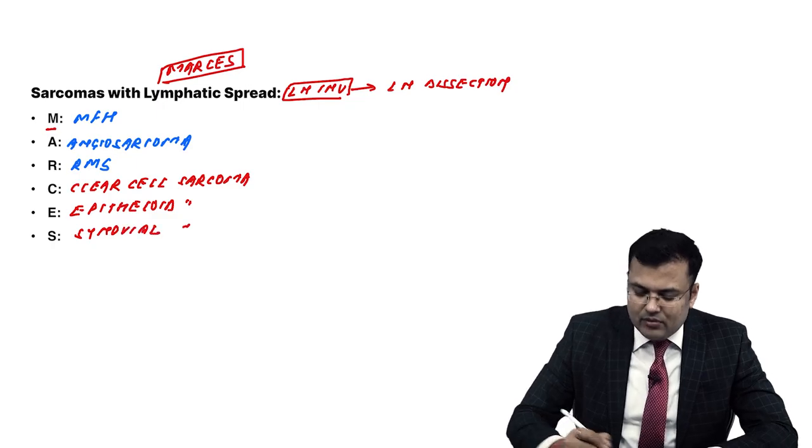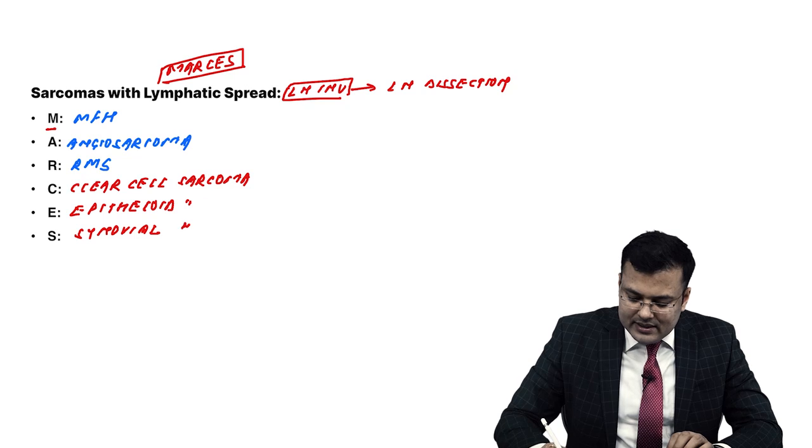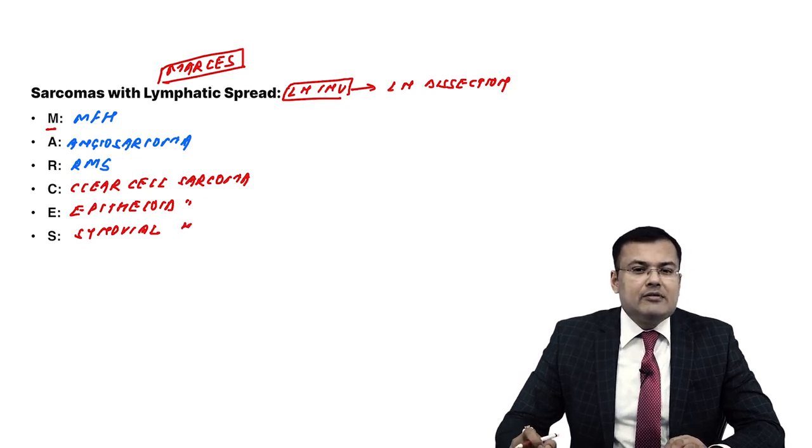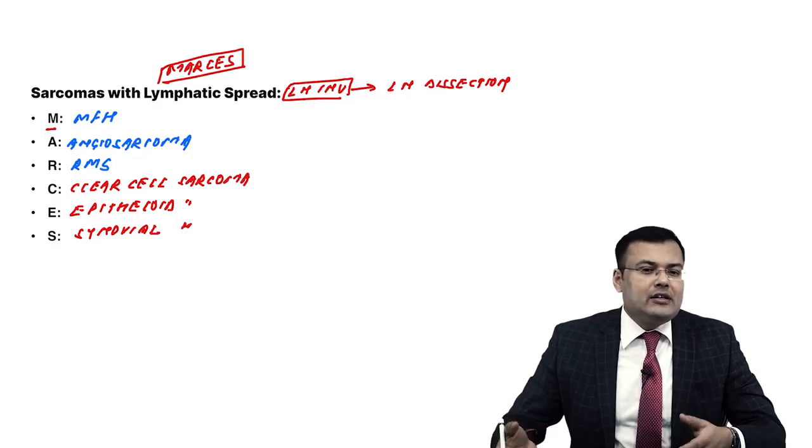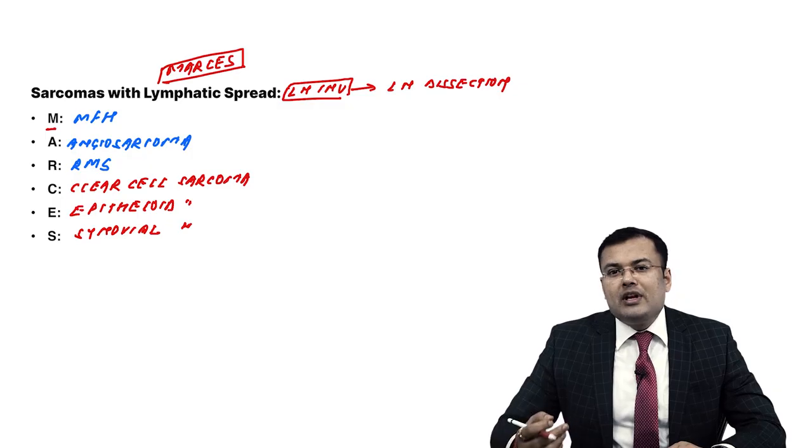This is very, very important. These are the sarcomas which are having lymphatic spread. That's why there is lymph node involvement, and that's why in these 6 sarcomas we go for lymph node dissection.